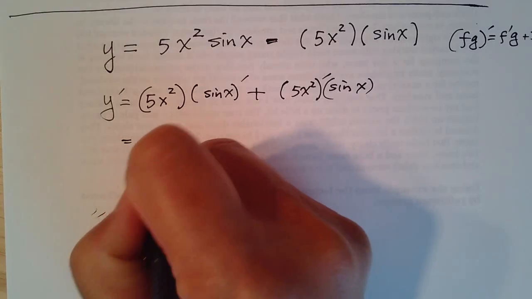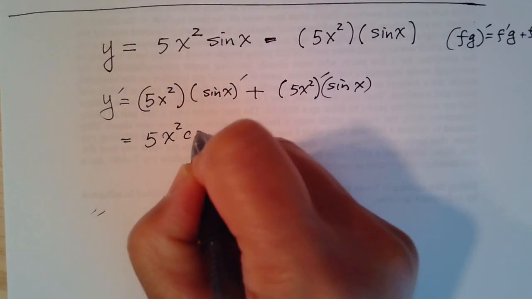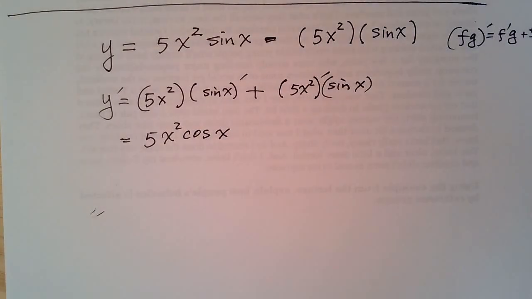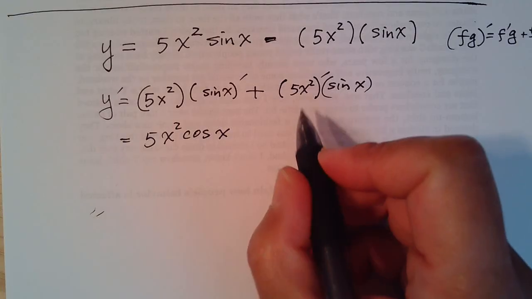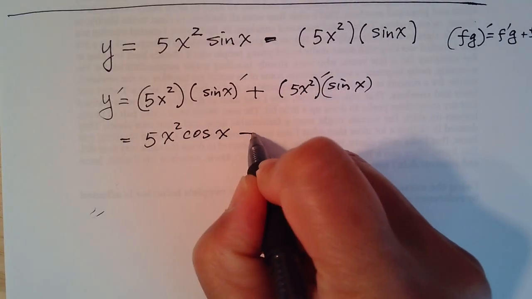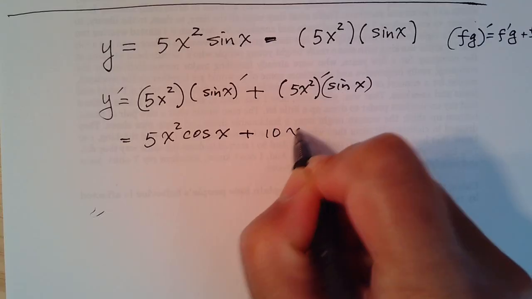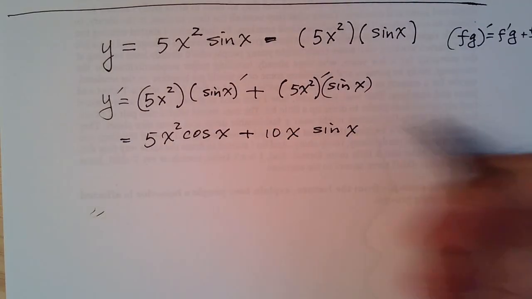Okay, so 5x squared. What is the sine x prime? That is cosine x. Okay, and then what about here? What about the 5x squared prime? It is going to be 10x. Okay, and then sine x.